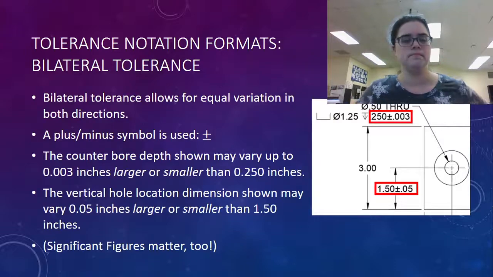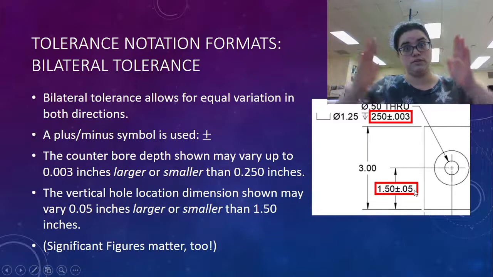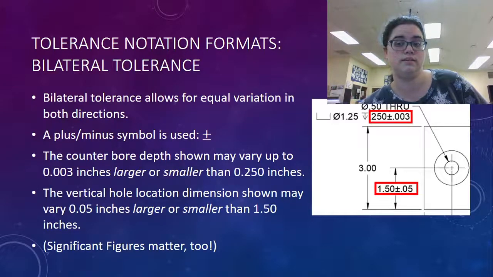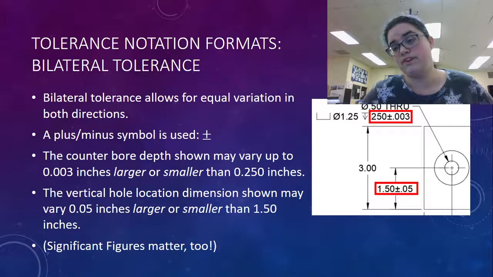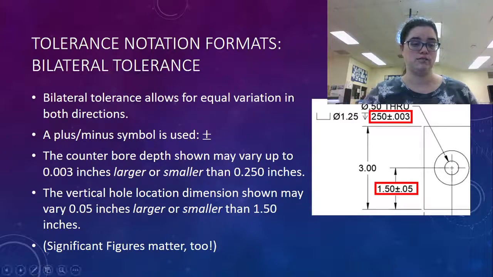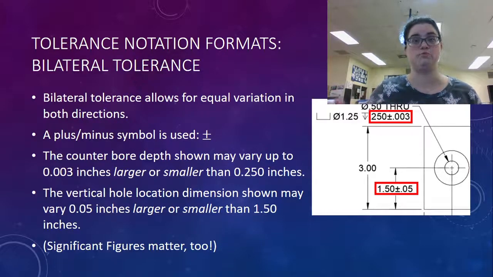Here's a dimension of a location of the hole. Notice that it's 0.05. That's a much larger number. So there's a larger amount of variance that's acceptable for the location of that hole. It's 1.5 inches plus or minus 0.05 of an inch. So 1.55 to 1.45. That's the upper and lower. I wrote sig figs matter here, and I mentioned it before, but it's how confident you are in the precision of your measurement.